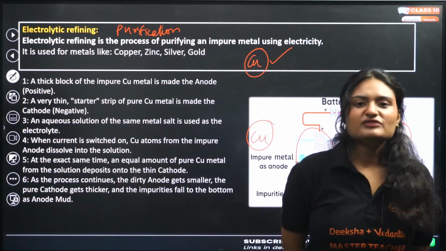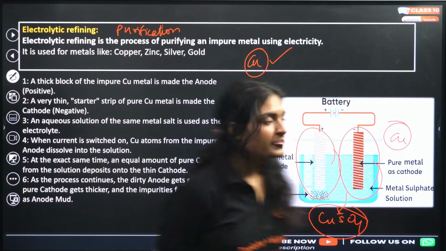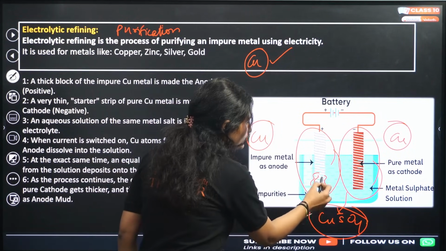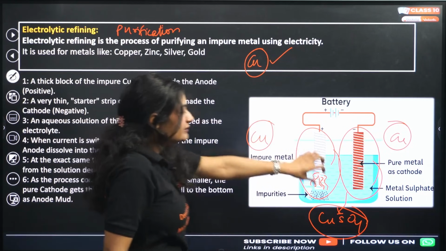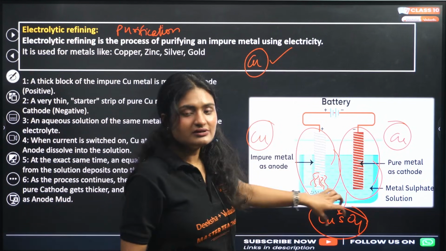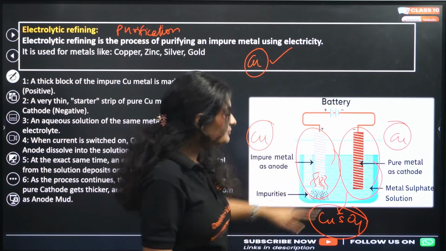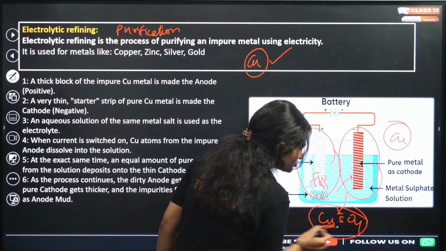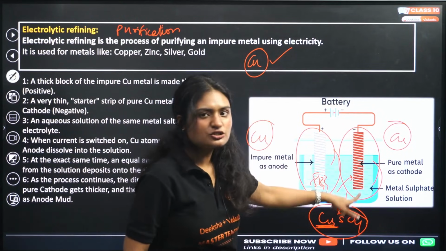Now what is happening when you pass electricity? When you pass electricity, this anode will start breaking down, and it will dissolve in this salt solution. From the salt solution, an equal amount of copper will deposit on the cathode.